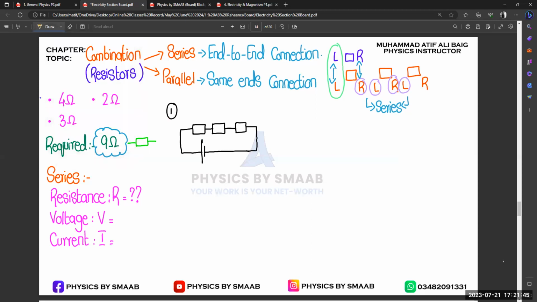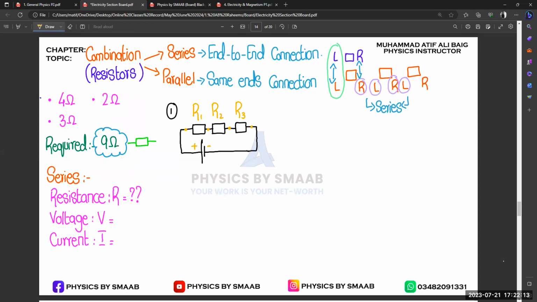We are just finding a general formula, then we will put in the values and find the final result. So these are three resistors R1, R2, R3. All are connected in series combination. They are connected with each other, and this is the positive and negative terminal. You know that the longest line represents the positive terminal and the shortest will represent the negative.